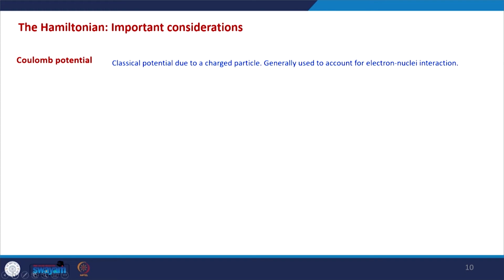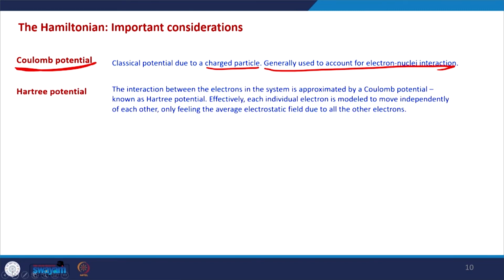So the first part of the Hamiltonian is the Coulomb potential part, which, everybody knows, is the classical potential due to a charged particle, and it is generally used to account for the electron-nuclei interactions. So it accounts for the interaction of electrons with the atomic cores. Second important idea is the idea of Hartree potential. That lies at the heart of calculating the electron density function.